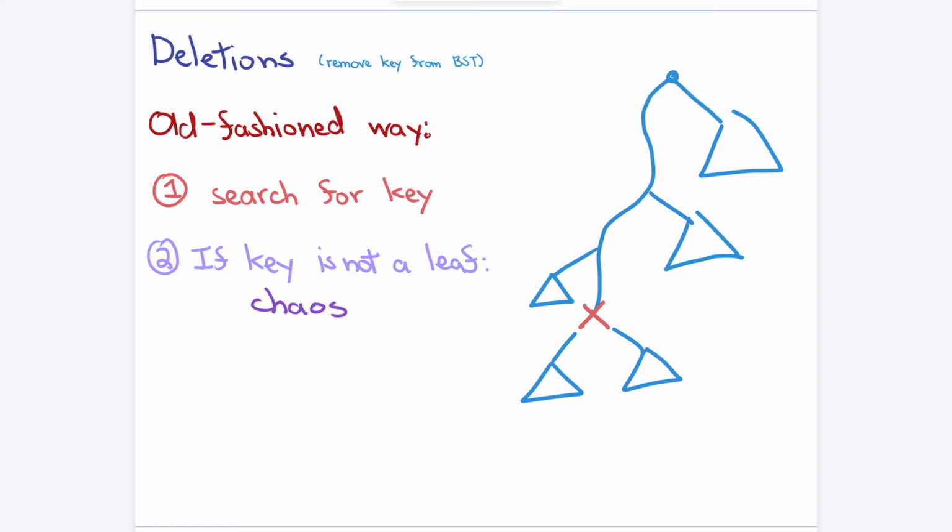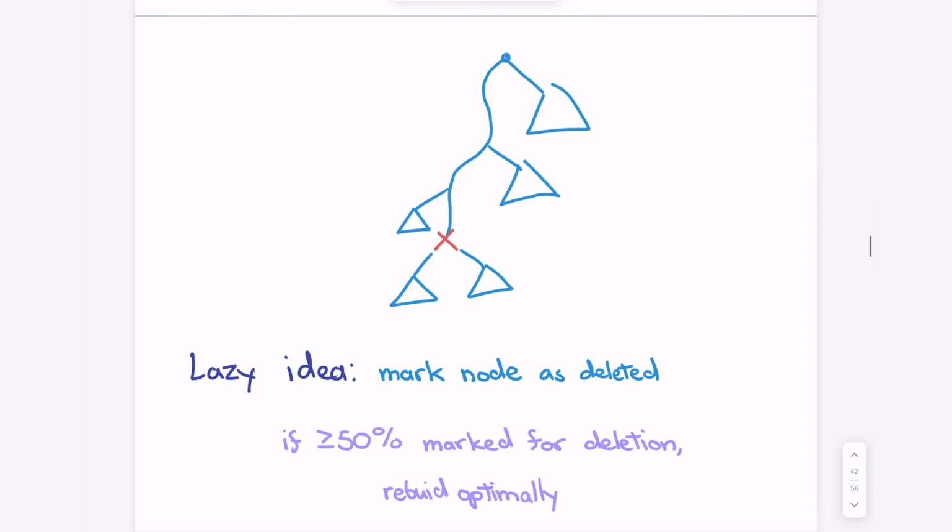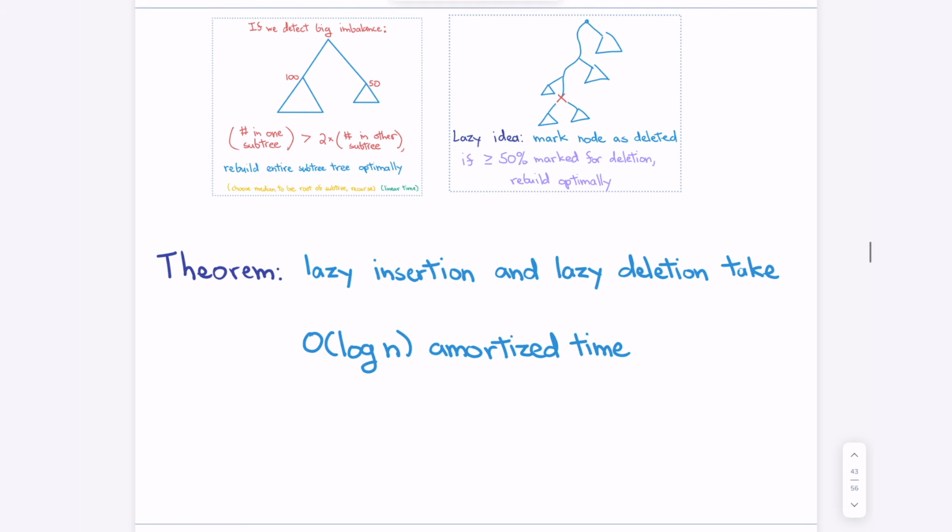So we're going to try to do the laziest possible thing, which was suggested. When you want to delete a node, I'm going to find it, and I'm just going to check it off as deleted. I'm not going to bother restructuring the tree. I'm going to wait until half the nodes are marked for deletion, and then I'll rebuild the tree. So I'm going to do garbage collection, basically. Much easier. So that's the idea. So the idea is that lazy insertion and lazy deletion take log n amortized time. And now we need to justify it.